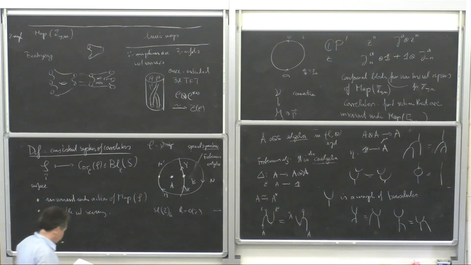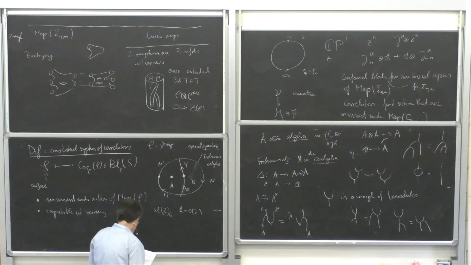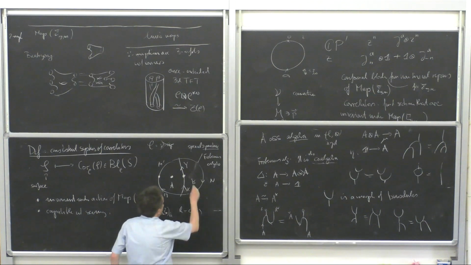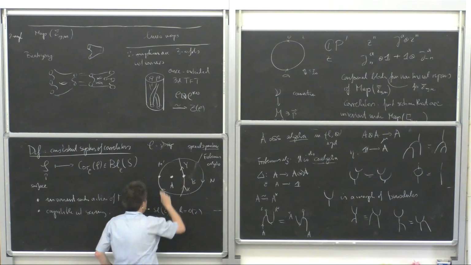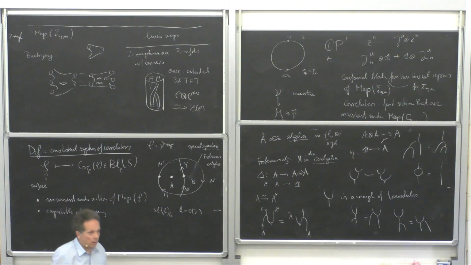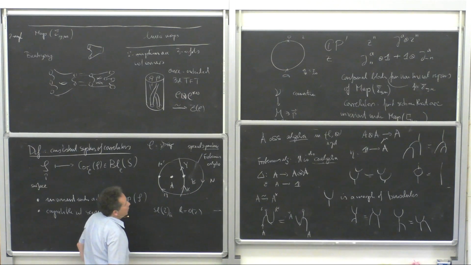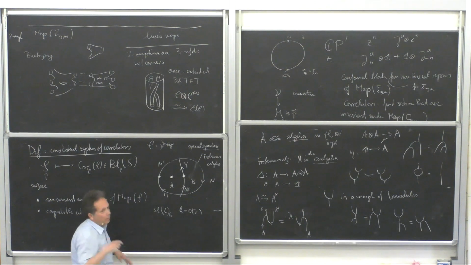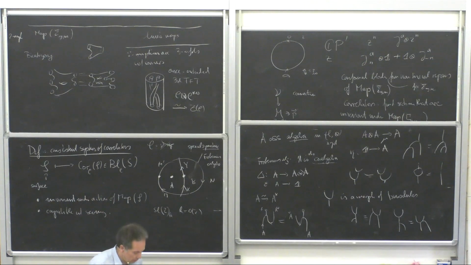So now I have to label the field insertions, which I have here. And this is a trickier thing. And it will be ultimately justified again by the fact that I will be able to successfully construct correlators.